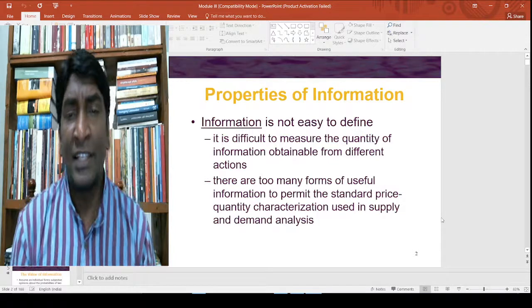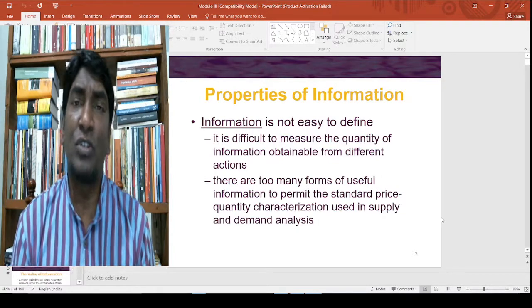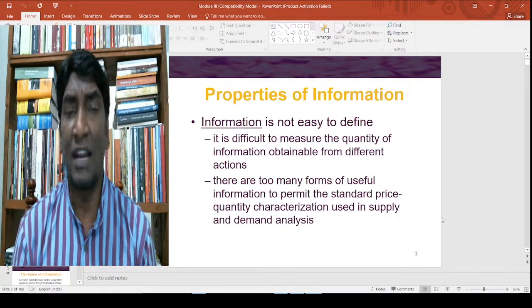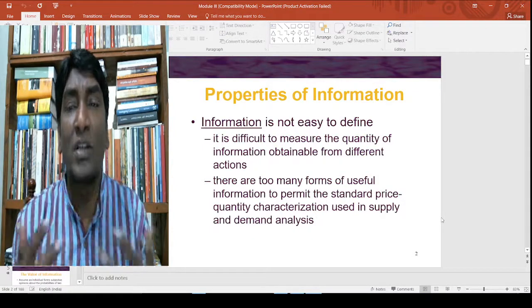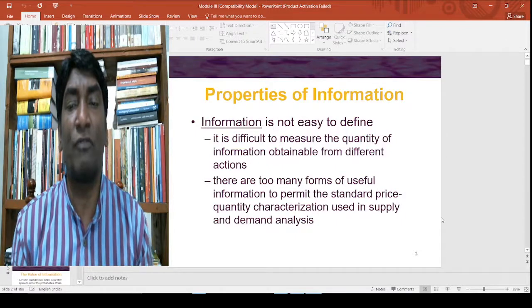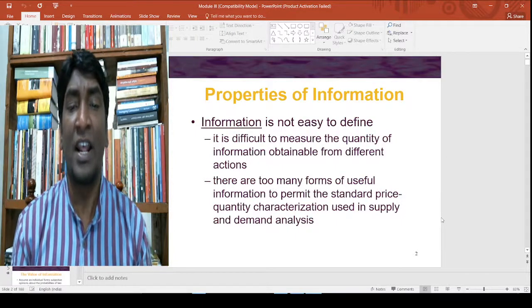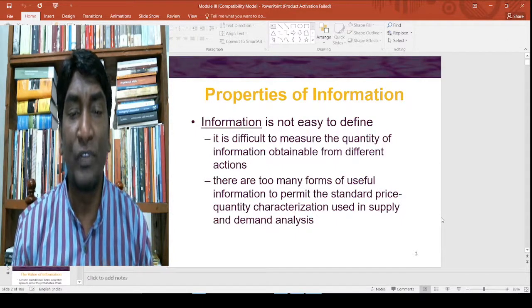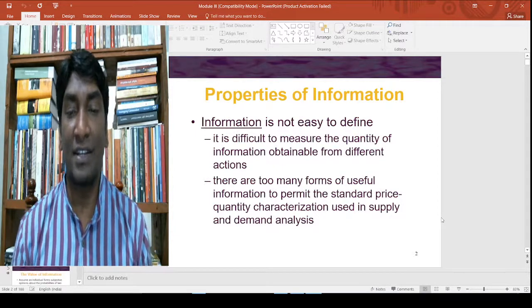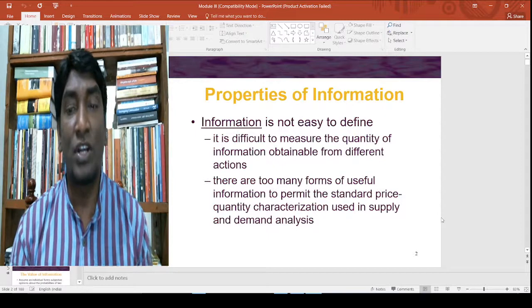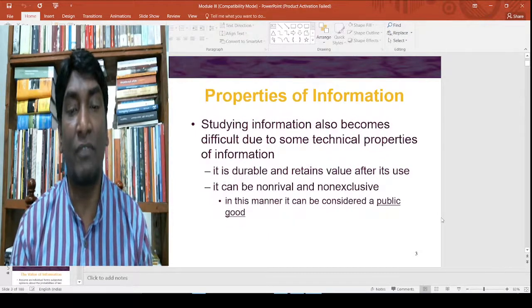So in that sense, the properties of information are the most crucial thing in the very beginning itself. That is, information is not easy to define. It is difficult to measure the quantity of information obtained from different actions. In that sense, there are too many forms of useful information to permit the standard price-quantity characterization used in the supply and demand framework.